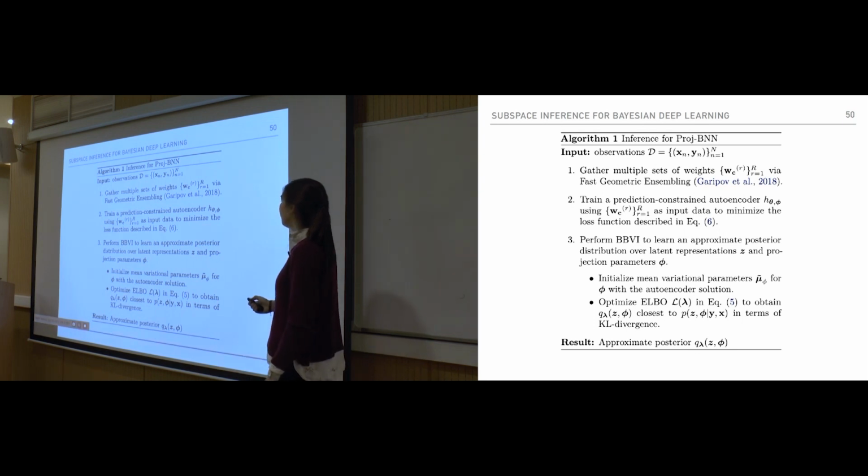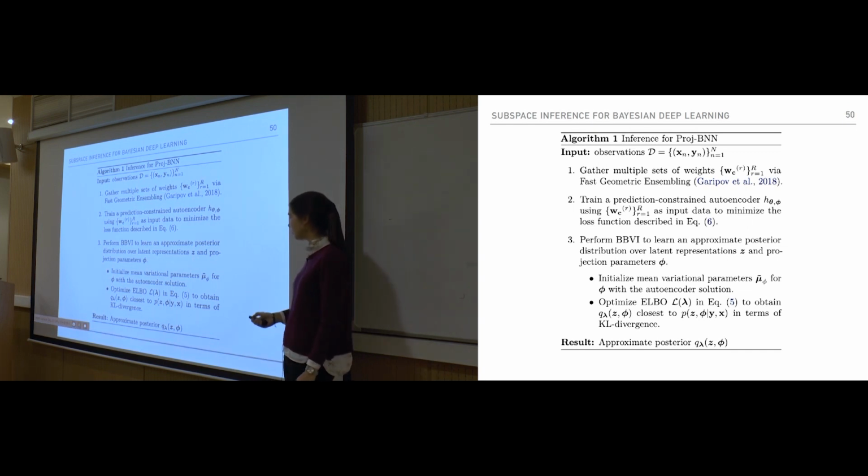They first do this pre-training for the autoencoder, and they use these parameters phi to initialize the variational inference, and then they optimize the variational lower bound with respect to the variational parameters, and they obtain some posterior approximation.